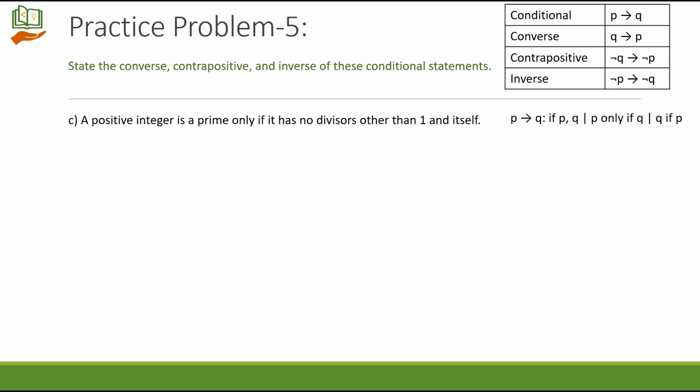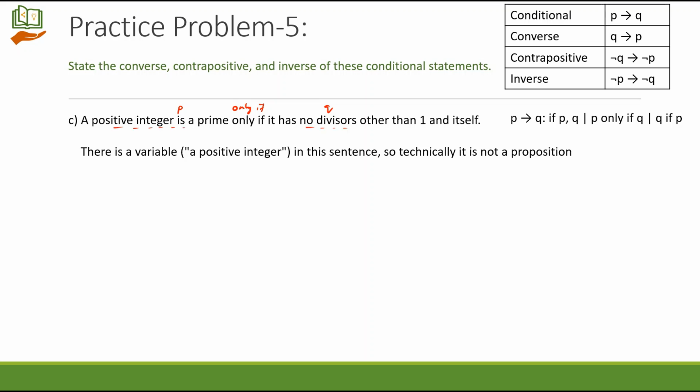Next statement. A positive integer is a prime only if it has no divisors other than 1 and itself. So this is P only if Q. There is a variable, a positive integer, in this sentence, so technically it is not a proposition. Here they are not going to ask whether it is true or false. We are just going to find the inverse, converse and contrapositive statements. So for this case, we can treat it in the same way as we treat a proposition.